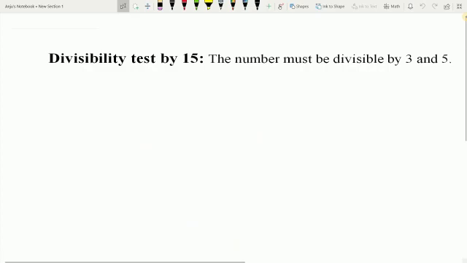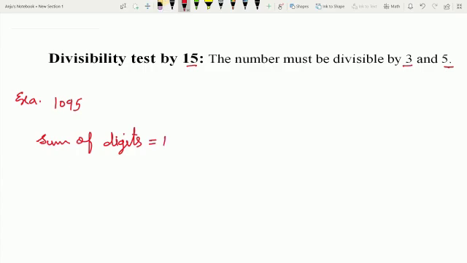Now see the divisibility test by 15. The number must be divisible by 3 and 5. So let us understand with the help of example, and here I have taken number 1095. So to check the divisibility by 3, we find the sum of digit, and the sum of the digit is 1 plus 0 plus 9 plus 5 is equal to 15, and we know that 15 is the multiple of 3. So 1095 is divisible by 3.